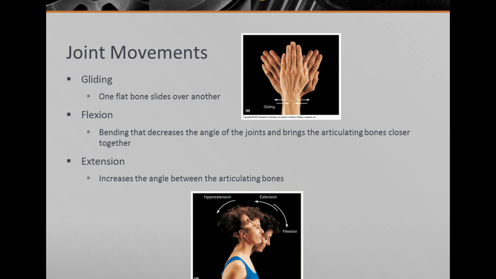Gliding is a simple joint movement with flat bones sliding over one another. So you can see that demonstrated in the picture on the top. Flexion is a bending movement that decreases the angle of the joints, bringing the bones closer together. An extension, this is an increasing in the angle between the articulation bones. And you can see that in the lower picture.